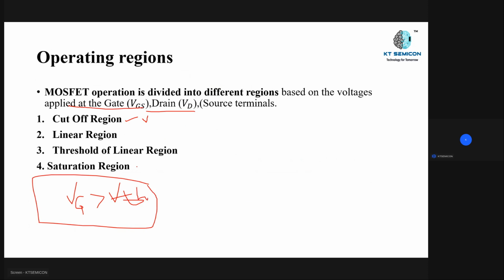Whenever we are observing the MOSFET operating conditions, this is for the depletion type MOSFET, right? In a depletion type MOSFET, the channel is already created. Why? Because my gate voltage is more than my threshold voltage, right? This voltage is fixed. We just want to change the drain voltage. Depending on the changes in drain voltage, we can observe the four regions, right?